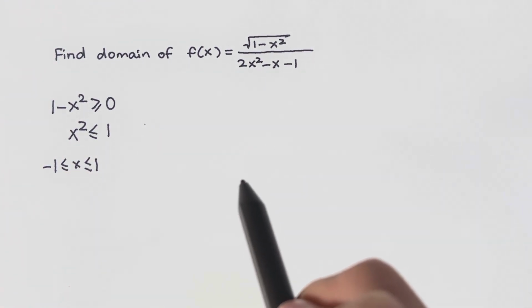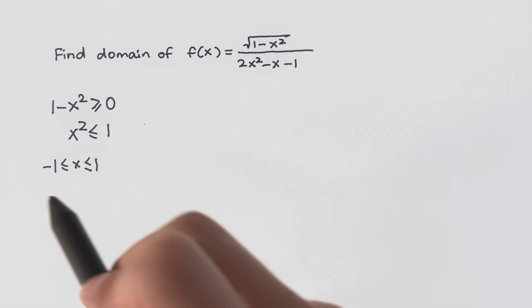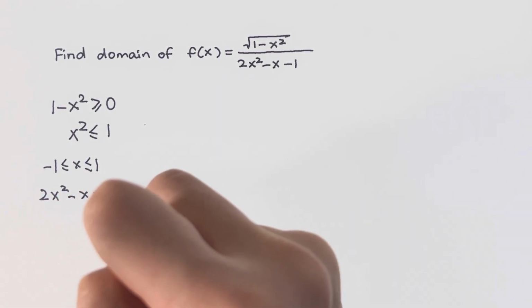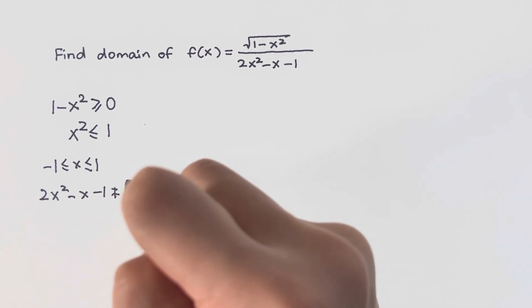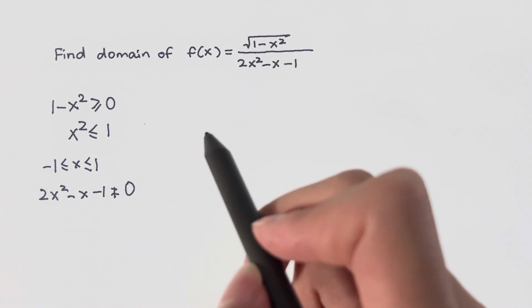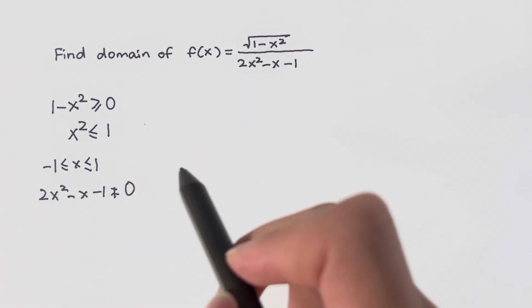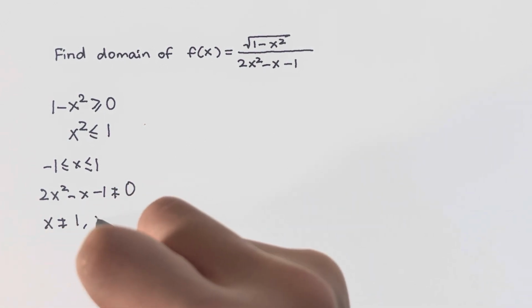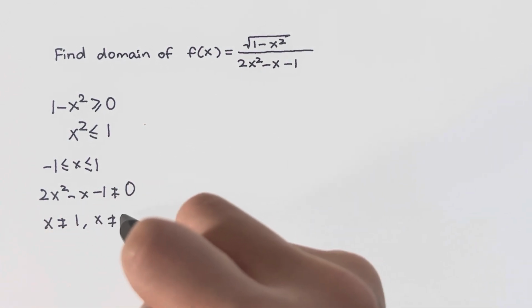Now we also need to make sure that the divisor 2x squared minus x minus 1 is not equal to 0. So we can apply the quadratic formula to get x is not equal to 1 and x is not equal to negative 1/2.